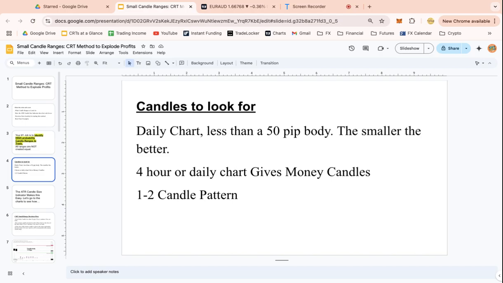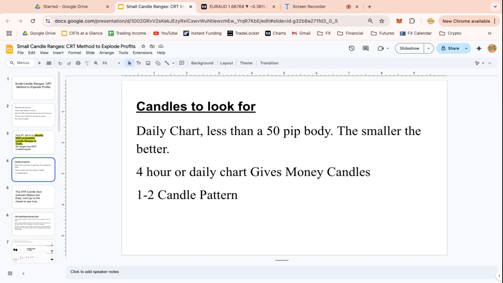Number one, we're going to start with the daily chart in this example. Daily chart and daily chart only. And what we're looking for is a candle that has less than a 50 pip body, 50 pips and below. And I have to give credit to the person who I got this concept from, a little different, but Steve Morrow. I want to give a shout out to him. But anyway, 50 pips or less for the candle body. I don't care about the wicks, I'm only looking at the body. The smaller the body of the candle is, the better.